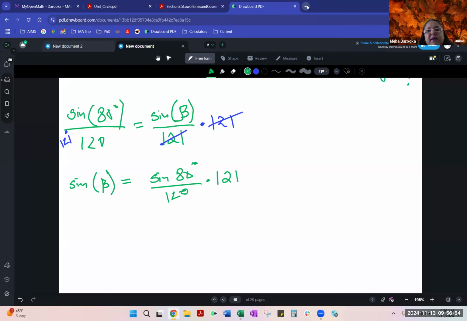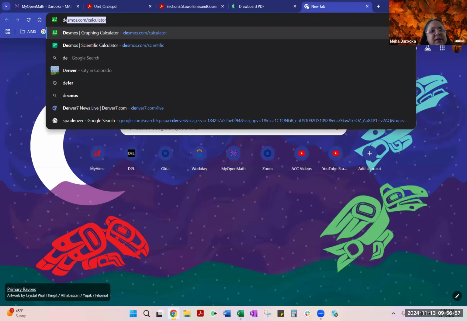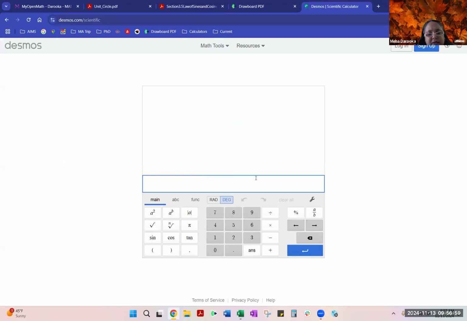So just to show you that very quickly on Desmos, let's do the scientific calculator. So we have sine of 80 degrees, and I want to make sure our calculator is in degree mode. Divide that by 120, and then multiply it by 121. So you will see this value comes out to be 0.99301. Now remember, guys, the range for the sine function is between -1 and +1.